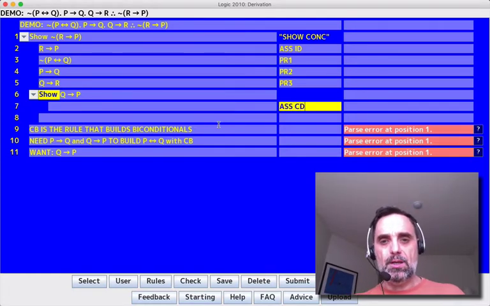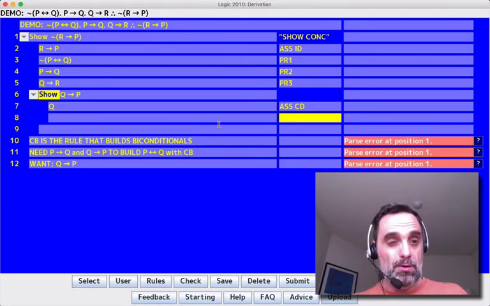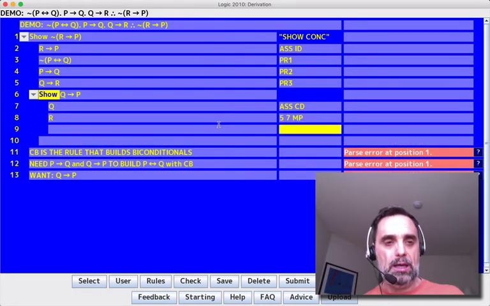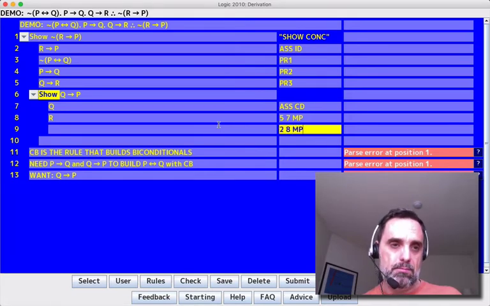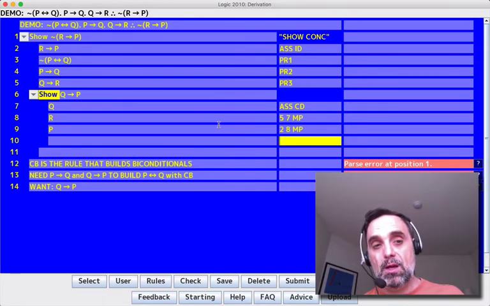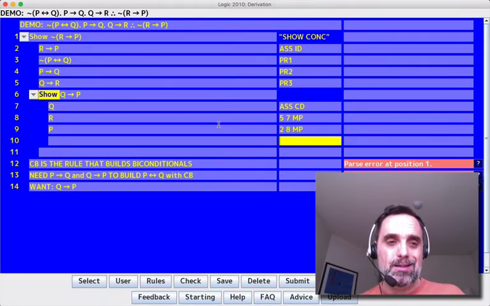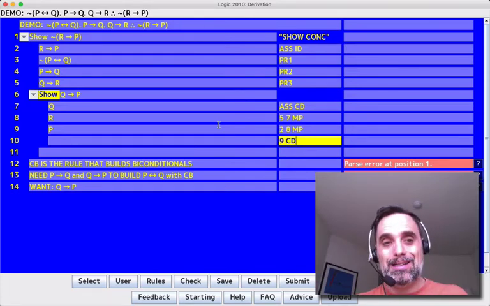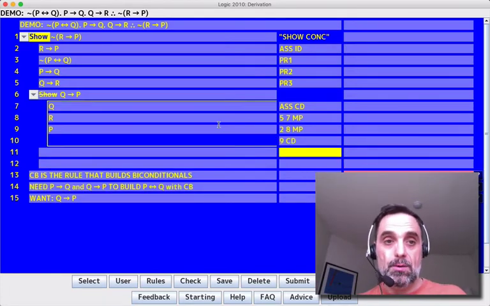So we'll say assume CD, and we get Q. Now, can we do anything with Q? Indeed, we can. We can use it with line 5. So we can say 5, 7 modus ponens gives us R. Can we do anything with R? Yes, with line 2 we can do modus ponens. We have 2, 8 modus ponens, R is the antecedent of line 2, which gives us P. What can we do with P? P is the consequent of line 6, so we can box and cancel line 6 by applying CD to line 9. Gives us if Q then P.